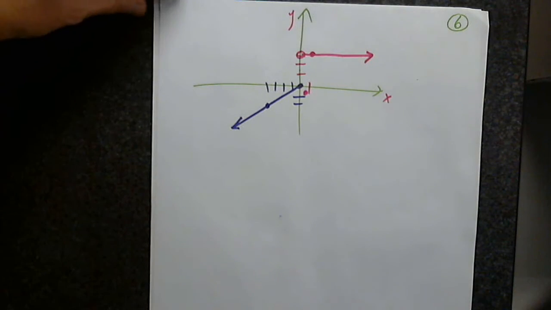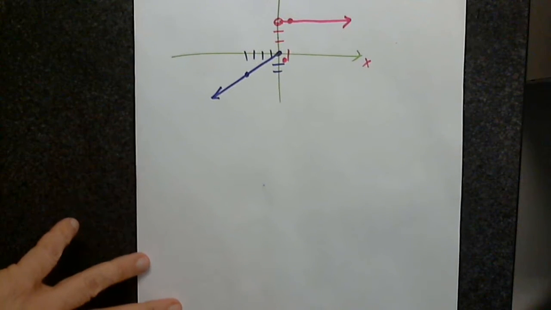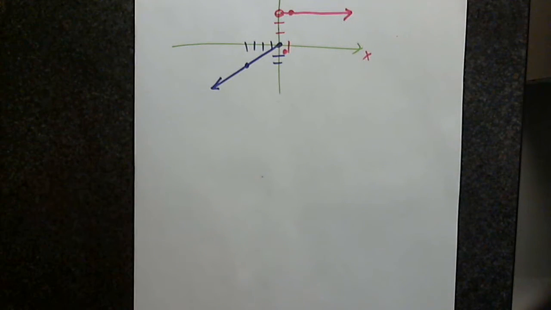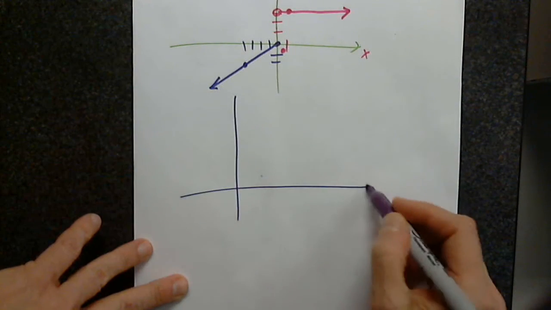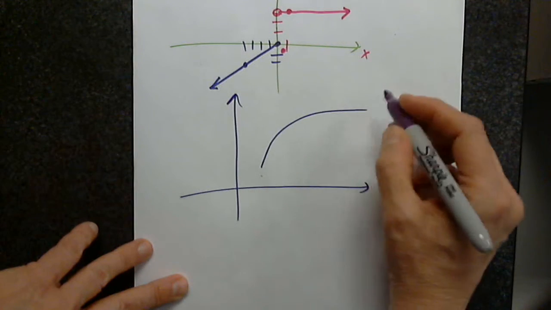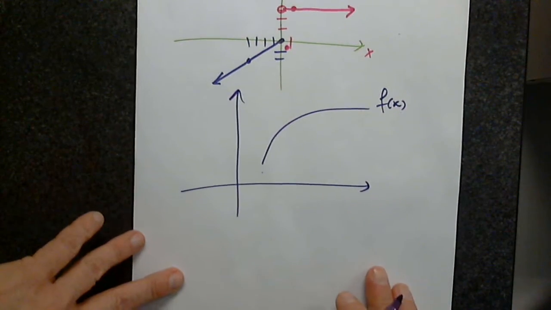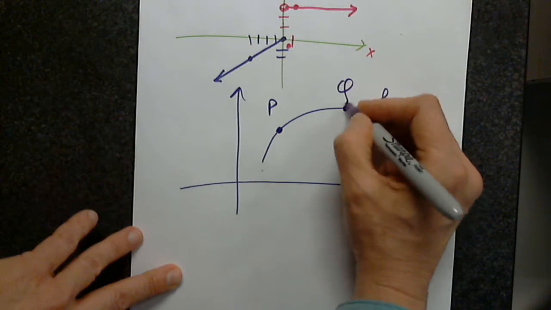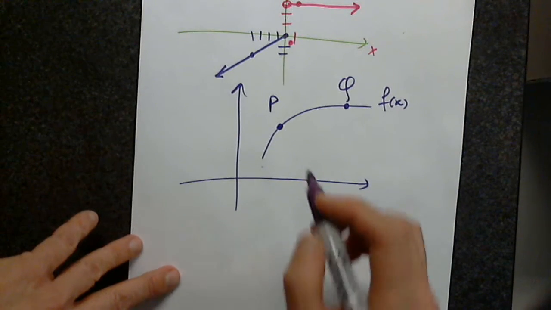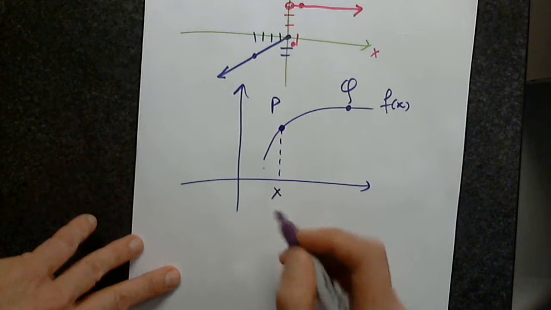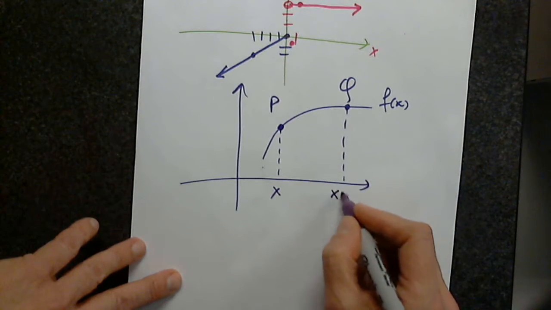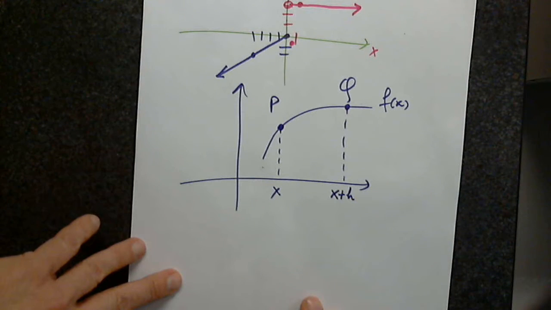So you understand where it's coming from, although you're not supposed to memorize the definition. But I would like to show you what it is. Okay, so let's say we have a function f of x, and I'm going to pick 2 points, one called P and one called Q, on the function, one with the x-coordinate x, the other one with the x-coordinate x plus h.